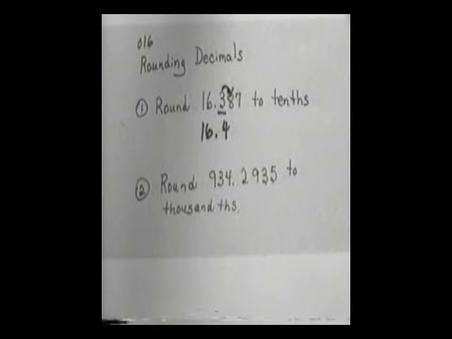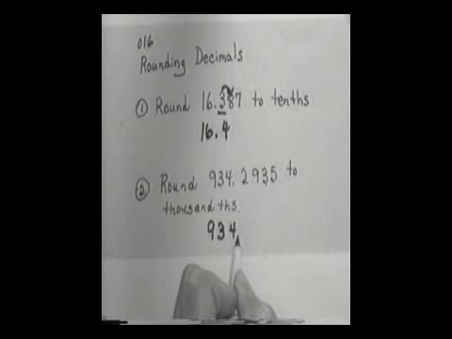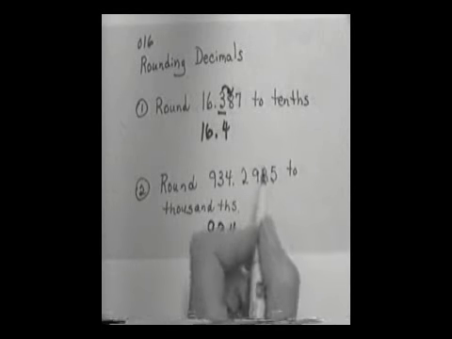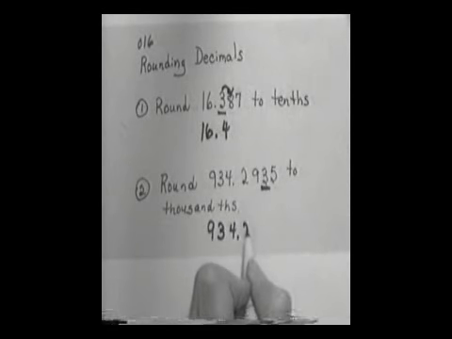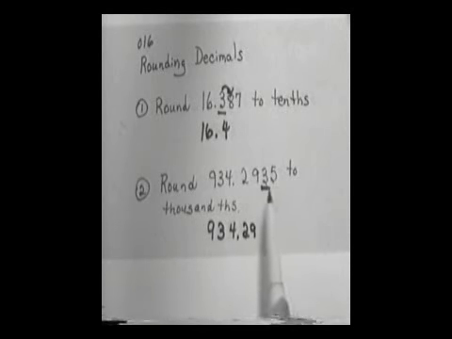Let's round 934.2935 to thousands. So if I'm going to round to thousands, I'm going to write my whole number down, 934 point, and I only want to have thousands over here, so I need to have 3 decimal numerals over here. So the 3 is in the thousandths place, so the numbers before that, the 2 and the 9, are going to stay the same, and when I come to my thousandths, I've got to decide whether to leave it a 3 or to make it a 4.